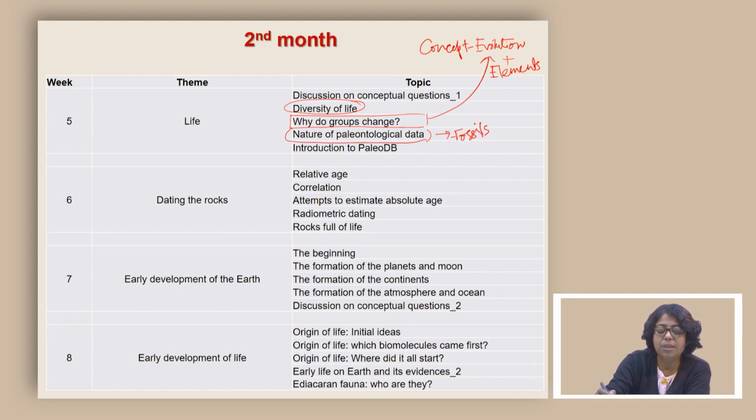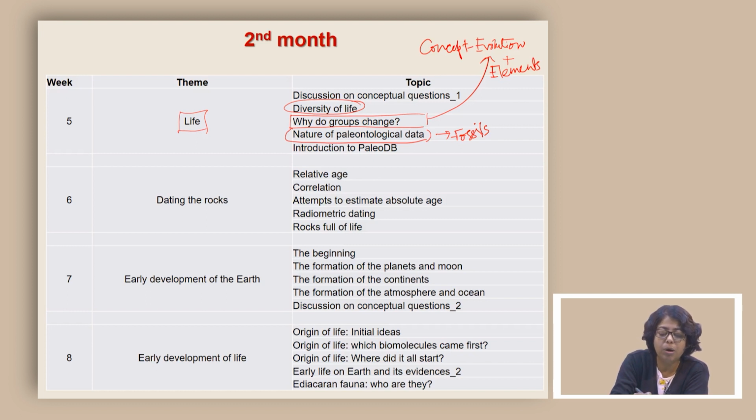And all of these are going to basically develop our understanding about the elements as well as the concepts related to life. And that's something that we are going to cover in the middle part of the course, at the beginning of the second part, or I would say the middle of the course. The first week we will talk about life.